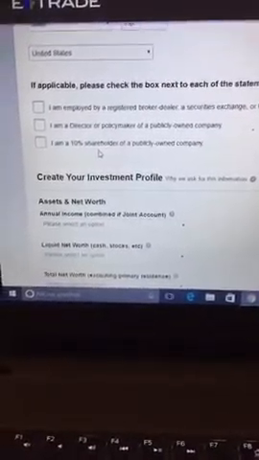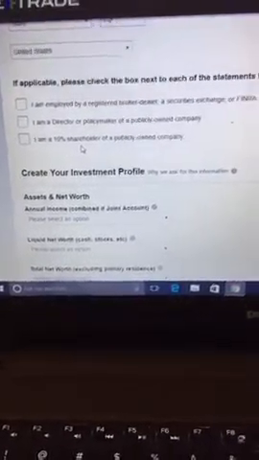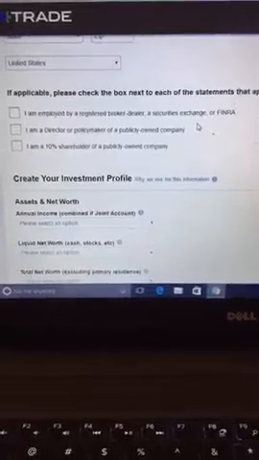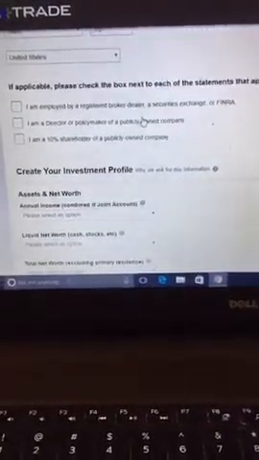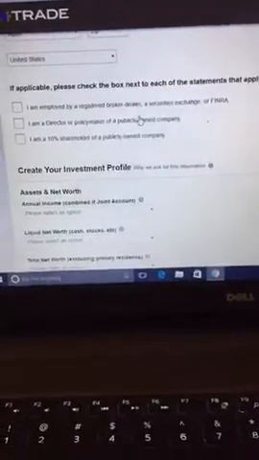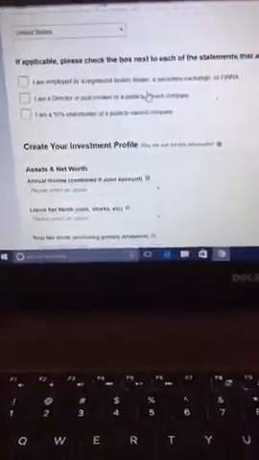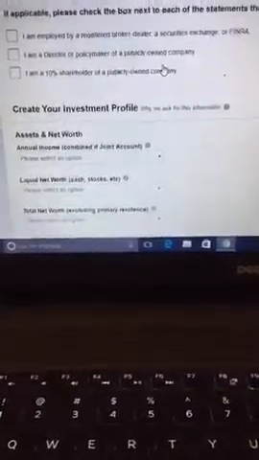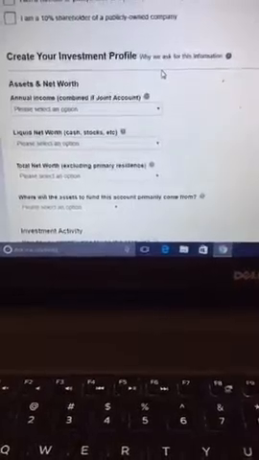I'm a 10% shareholder of a publicly owned company. Most people won't be. A lot of people get confused with this kind of stuff. I'm familiar with this terminology, so it's real easy to me. But really don't worry about it. It's mostly for people that already work in the finance industry and work for a different company. They want to know who you work for and why you're coming to them, to avoid insider trading and other stuff like that. This will not apply to mostly everybody.